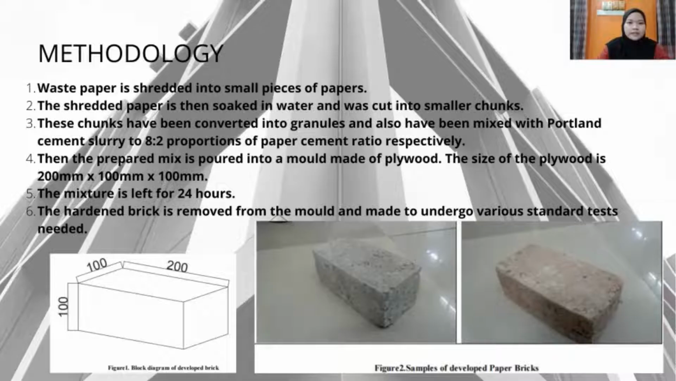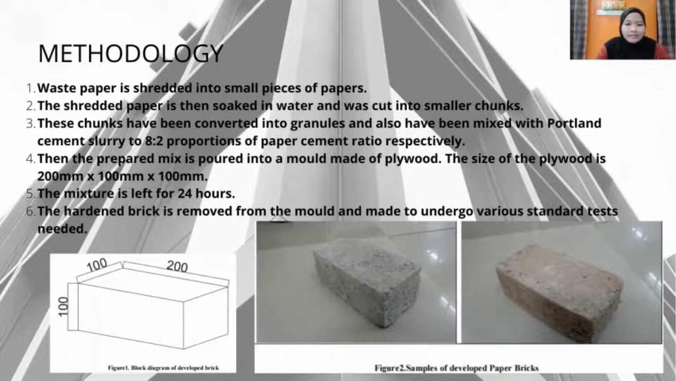for the underprivileged. And then next, the methodology of this research is, firstly, waste paper is shredded into small pieces. The shredded paper is then soaked in water and cut into smaller chunks. And then these chunks are converted into granules and mixed with Portland cement slurry at an 8:2 paper to cement ratio respectively.